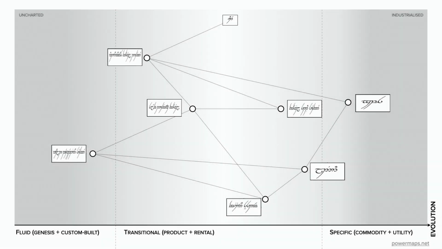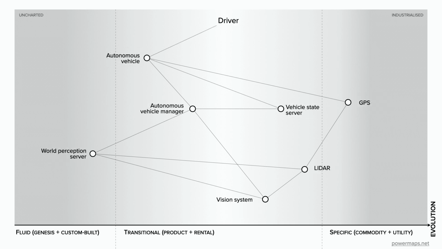Let's take the map we used earlier when looking at the very first principle, use a common language. But this time we'll use the English version rather than the one in Elvish. We decided we would build our world perception server in-house, as it's on the left of the map, meaning there's too much uncertainty about it to outsource it to others. But what method should we use to build the thing?